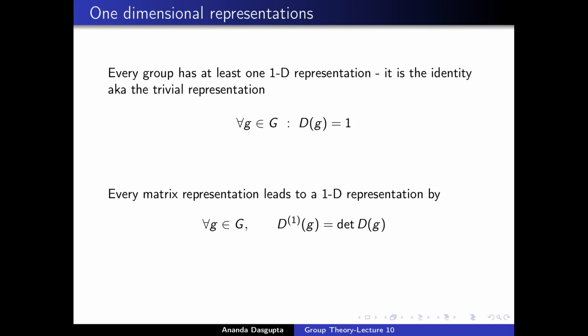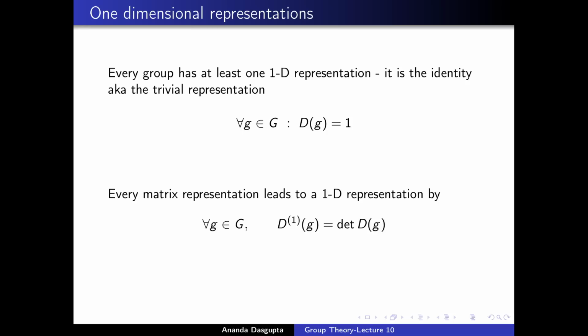For every group element small g of capital G, you define the 1D representation D^(1) of g. This 1 up here within brackets is simply a reminder that this is a one-dimensional representation, and D^(1)(g) is simply equal to the determinant of D(g). So every matrix in whatever matrix representation you have gets replaced by a single number. And by the property of matrix determinants, it follows that this is going to also be a representation simply because the determinant of D(g1 g2) is det D(g1) times det D(g2), and that's exactly what a group representation must obey.